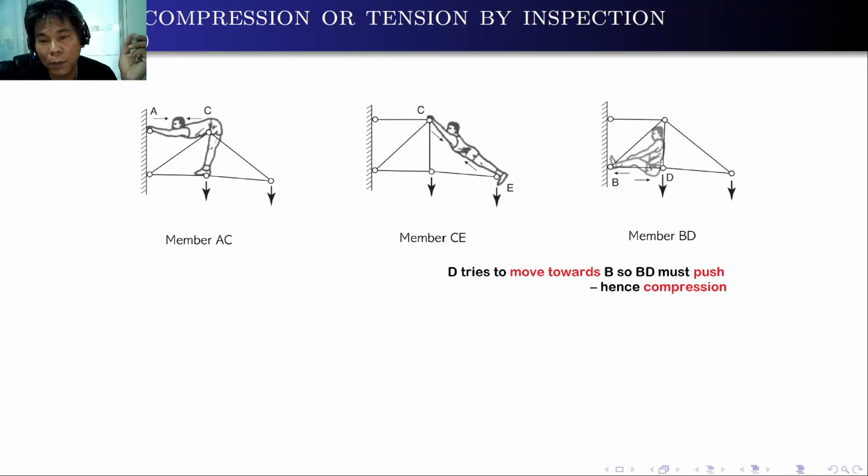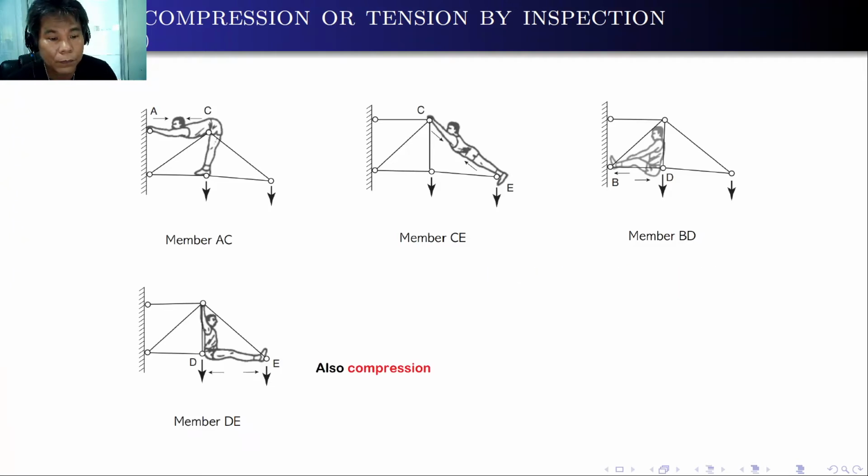Another is member BD. If we remove or cut the member BD, what will happen to the structure? Of course, there are two forces here on the right, so the thrust will move downward, going near joint B. So joint D tries to move towards joint B. So member BD must push, that is, it is in compression. Also, if we cut or remove member DE, what will happen? Again, member DE will be pushed, so this is in compression.